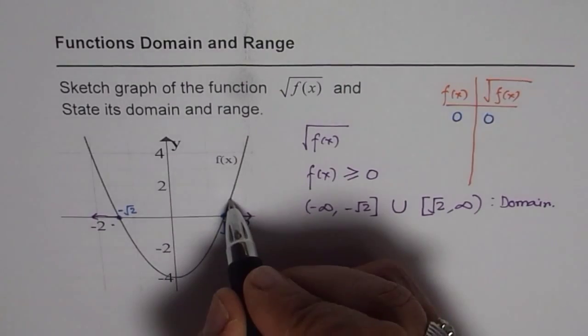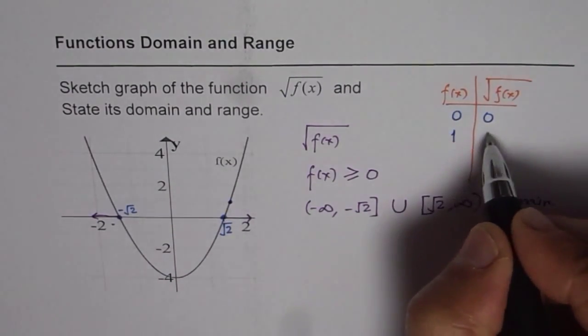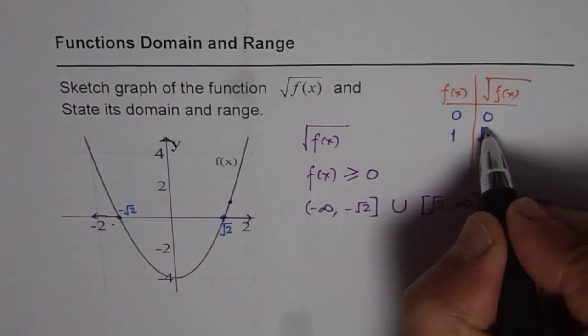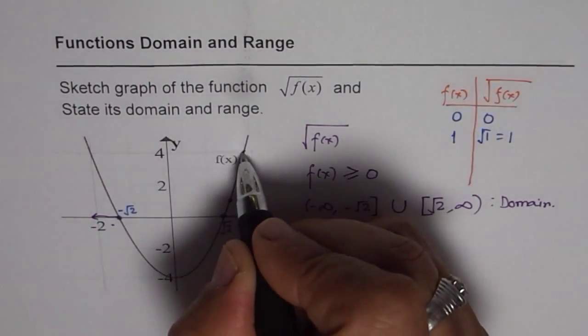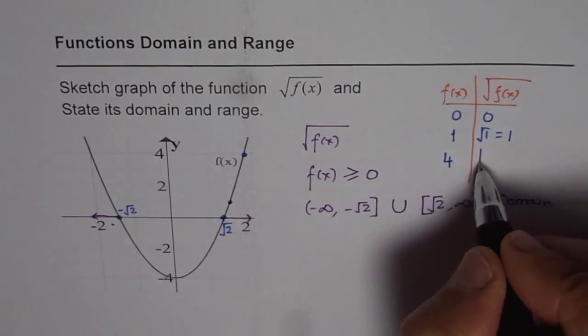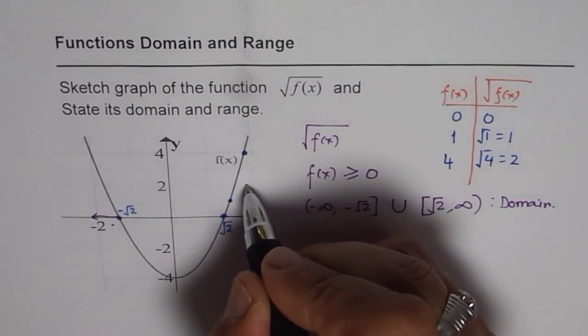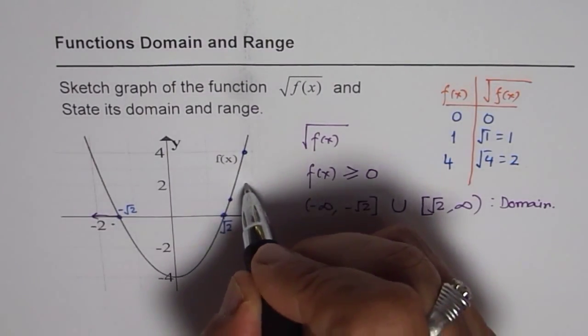If I substitute 1, at this point square root of 1 will be equal to 1, and 4 is a good point to take. So if I substitute 4 for f of x, square root of 4 is going to be 2. That means it will be a point here, correct?